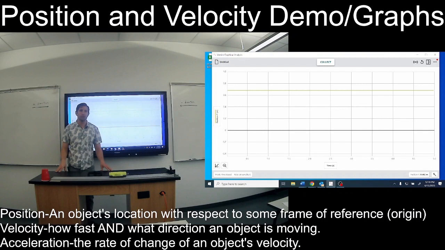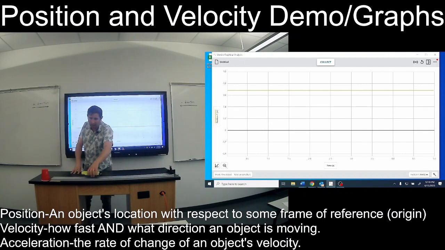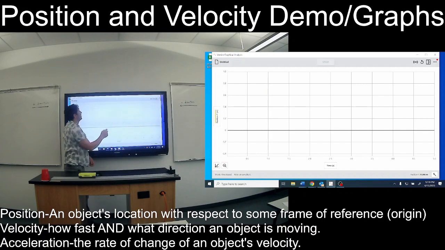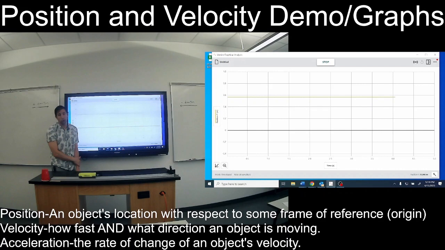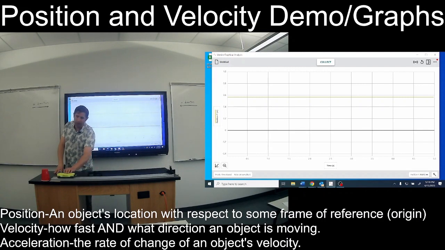Its position hasn't changed. If I put it in a different spot, so I place it here, hit it again, now you'll notice its position is below 0.6, so it's closer to the cup than it was previously. Okay, so position is just telling me where the object is. So think about what happens if I start the object near the cup and I allow it to roll in that direction. We should see the position changing.